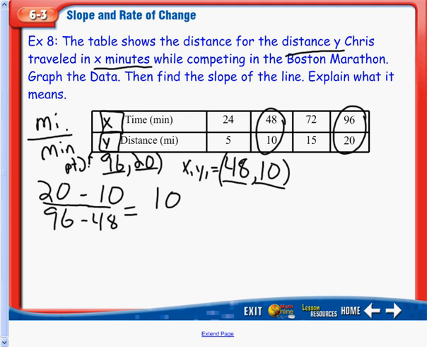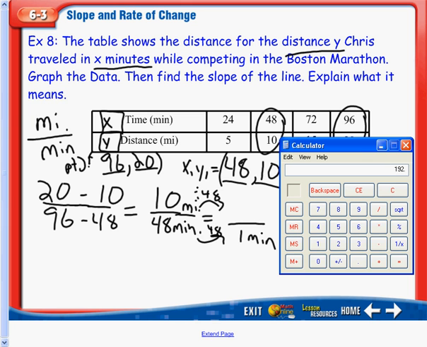20 minus 10 will give us 10. 96 minus 48 is exactly, 48 is half of 96, or you could use your calculator on that one. So I got 10 over 48. So on the bottom here, again, we've got to remember this is minutes, tops is miles, MI for miles, MIN for minutes. So we do want to find the unit rate. So we're going to have to divide each one by 48. Because we want 1 minute, and we're going to get a fraction of the mile.